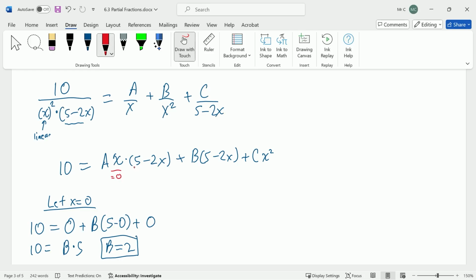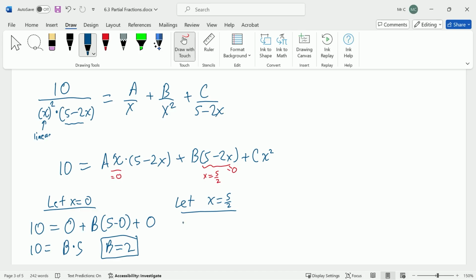Okay, now how do I get rid of this term? All right, so I want to get rid of this one, the term with b. So x would have to be 5 halves in this case, right? If you set this equal to 0, you get x is 5 halves. So we let x be 5 halves.